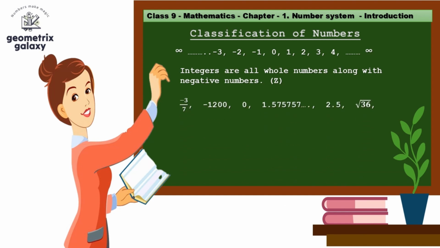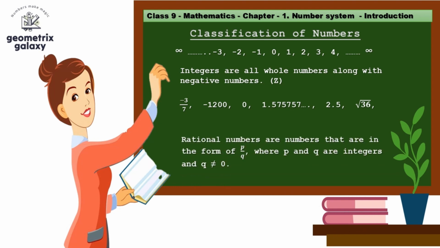Imagine a world without decimals and fractions. It would be difficult to distribute resources equally or to measure things accurately. The numbers which can be written in the form of p by q, where p and q are integers and q not equal to 0, are rational numbers.